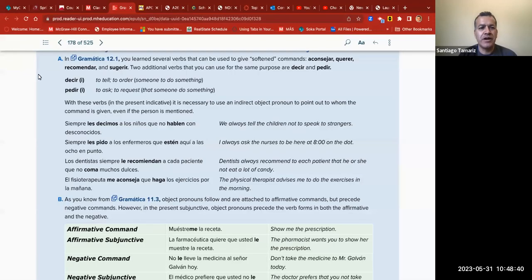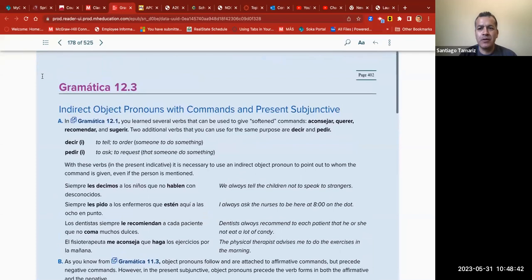Muy bien, chicos. Ahora vamos a la página 402, gramática 12.3, Indirect Object Pronouns with Commands and Present Subjunctive. If you guys remember, when we did the formal commands, it's the same application, when we add or attach the indirect object pronouns when they're affirmative or negative.